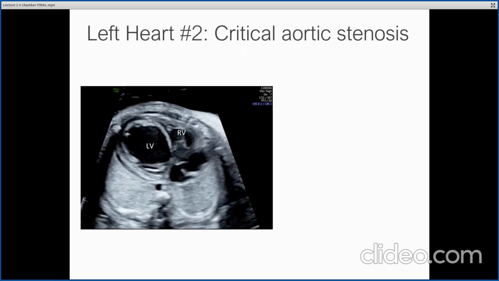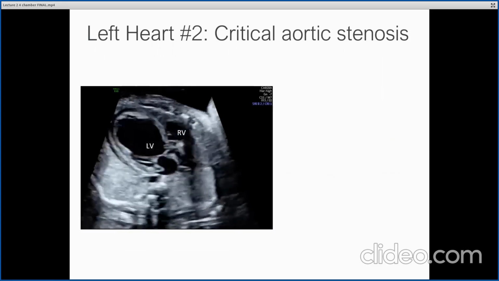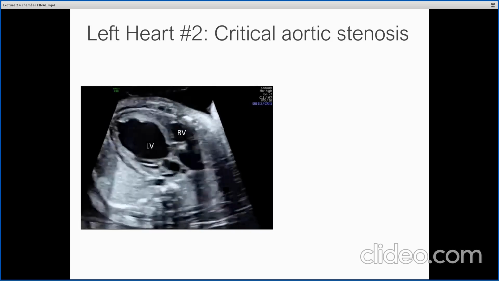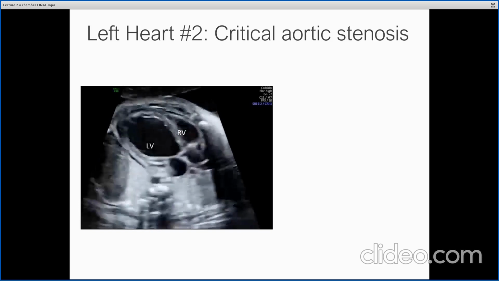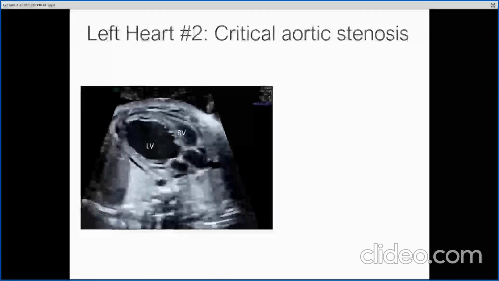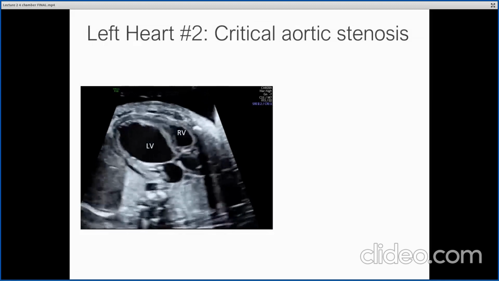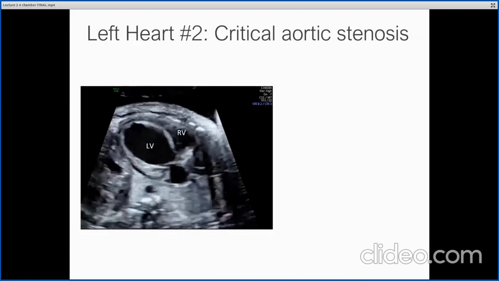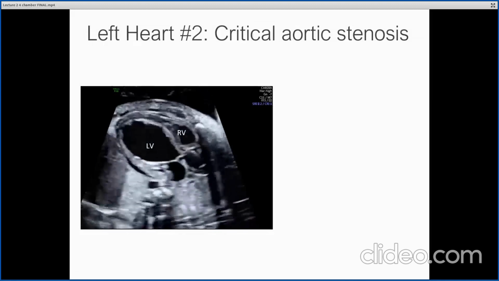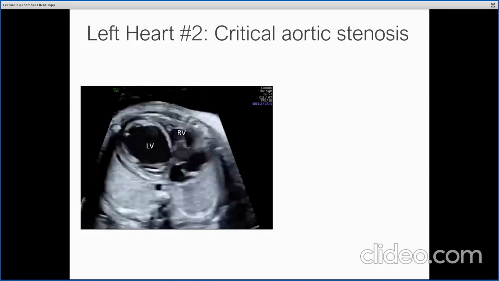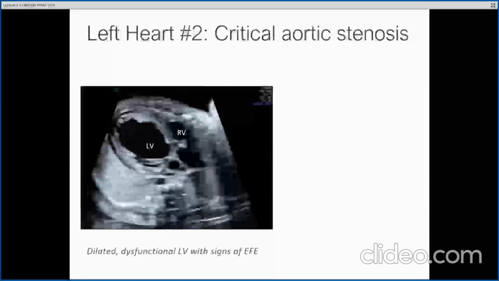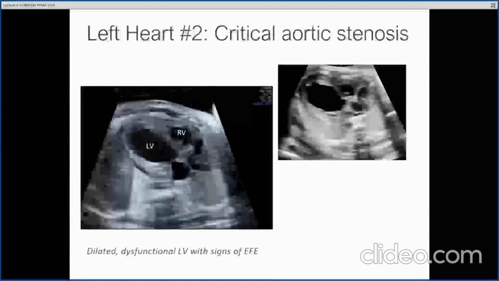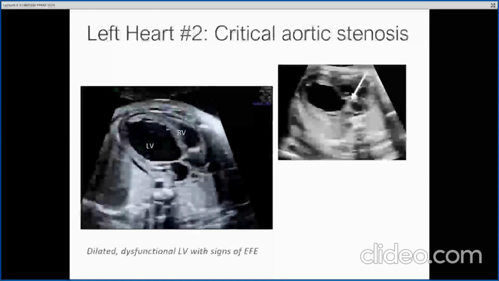Now we go on to the second example in the left heart, which is critical aortic stenosis. I'm playing this movie and we can see that the left ventricle, which is marked LV, is quite prominent, dilated. And in comparison to the right ventricle, the contractility of the left ventricle is significantly reduced. On initial assessment, one may say that there is a myocardial dysfunction alone, and people may write this as a diagnosis of cardiomyopathy.